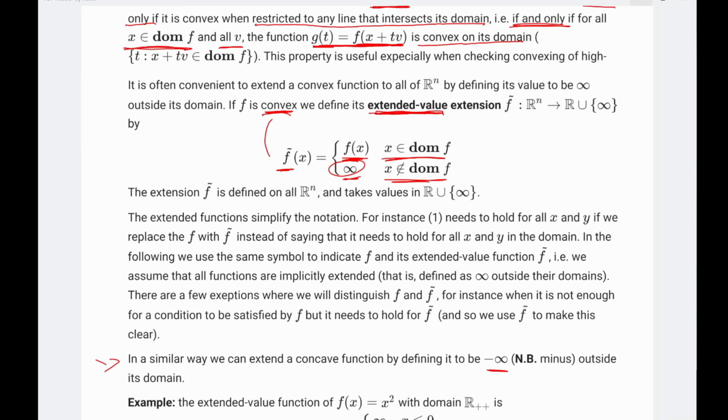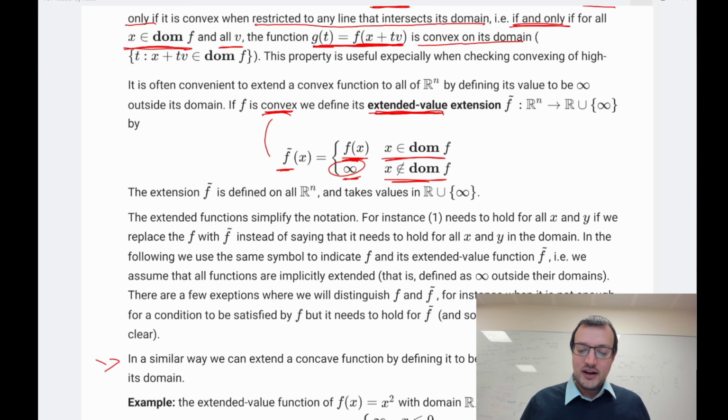And that's why you need the minus here, so that when you do minus f, you get the plus, and everything works. Okay, so why did we introduce extended value functions? To simplify notation, because now if you use f tilde and you apply the Jensen inequality, actually you don't have to specify that this has to hold for all x and y in the domain, okay? And if the domain is complicated, well, at that point we don't care anymore, okay?